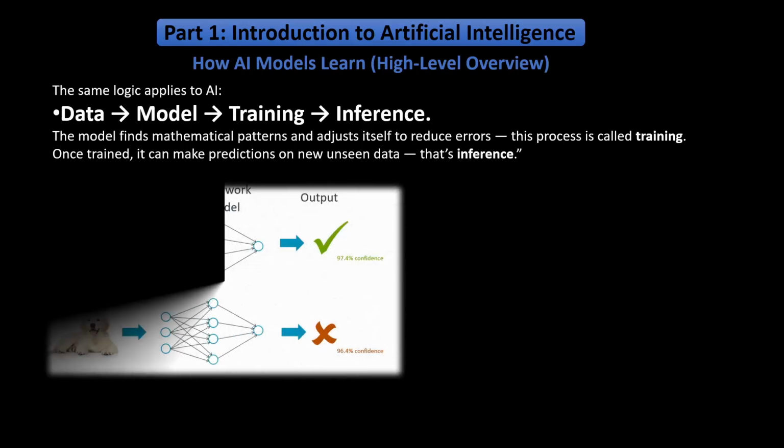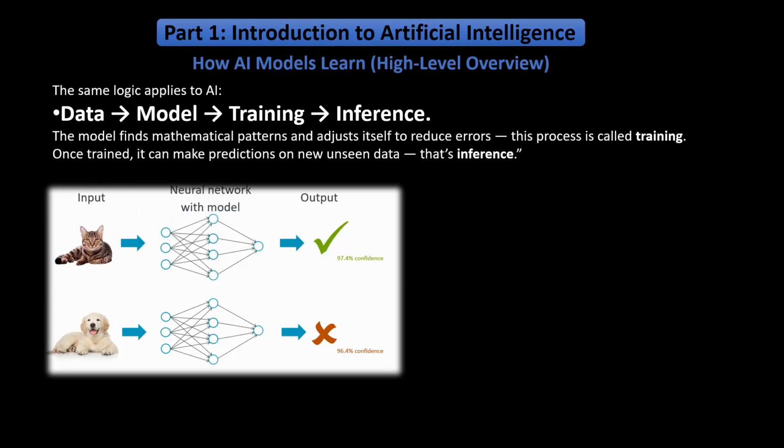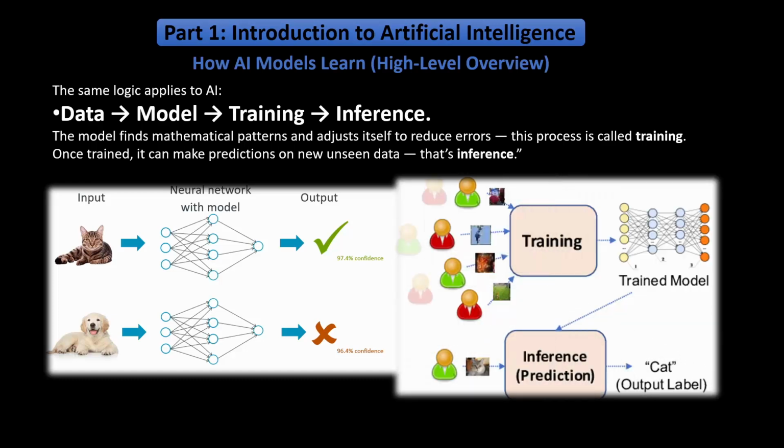So first you will collect a data set. Now this data could be image data, video data, textual data, numerical data, depending on your problem statement. On this data you will train a model. Now this model will find mathematical patterns and adjust itself to reduce errors. This process is called training. Once you train a model, it can be used for prediction on unseen data. That is known as inference. So we will discuss this part later in the machine learning section in more detail.